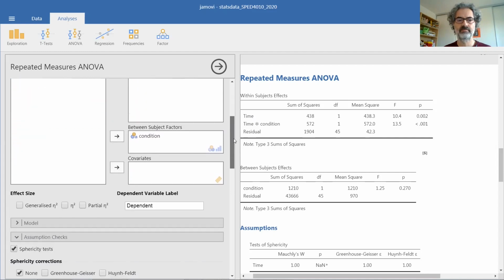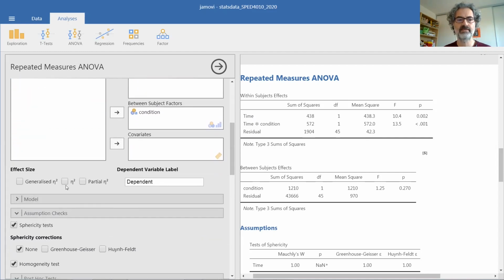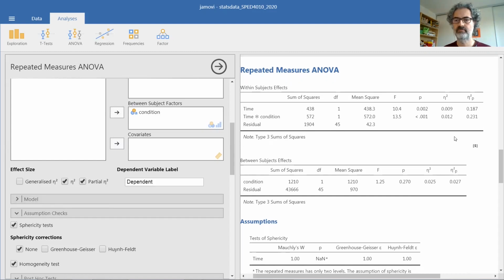Finally, we can add the effect sizes to our ANOVA table, which we also will probably want to report, either the partial eta square or the eta square. Do not get these two confused. And that's what you need to know to be able to run and read an ANOVA in Jamovi.